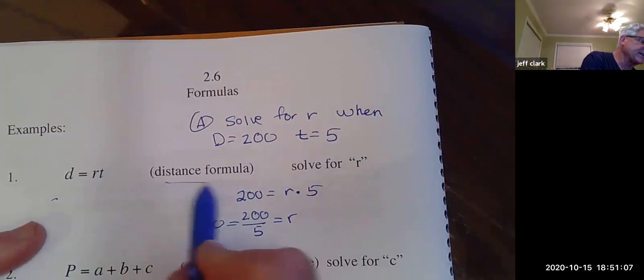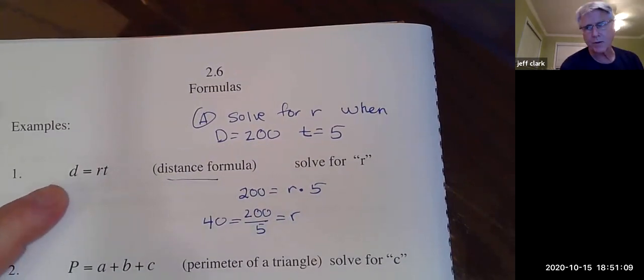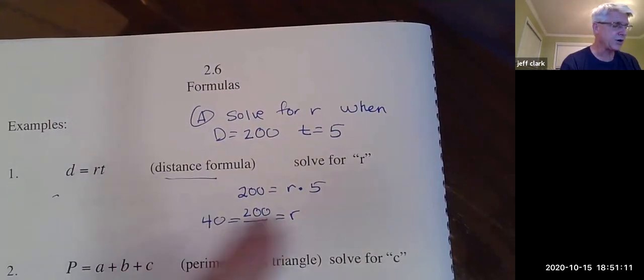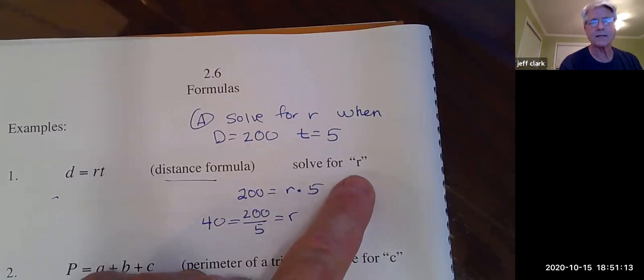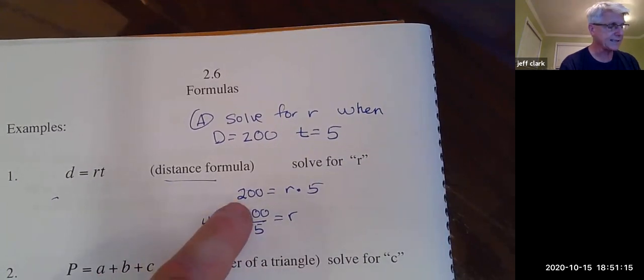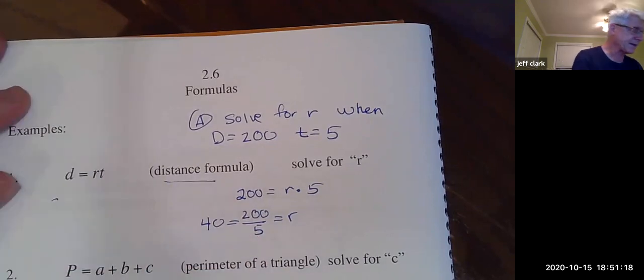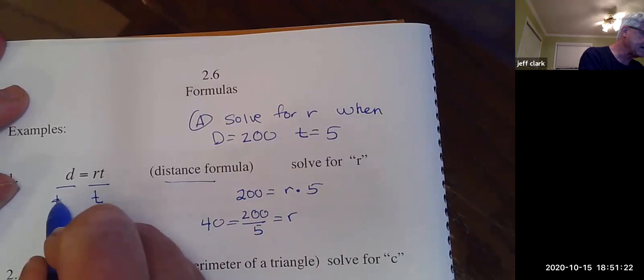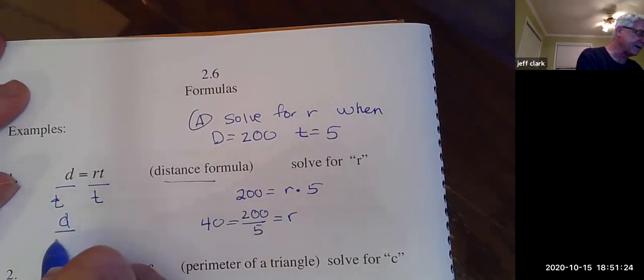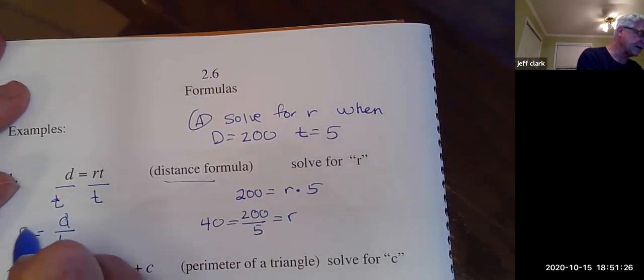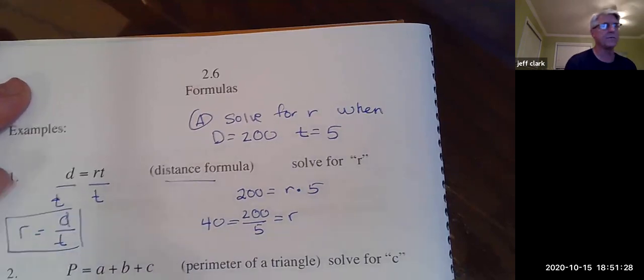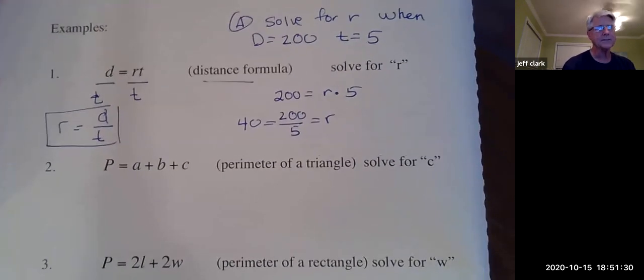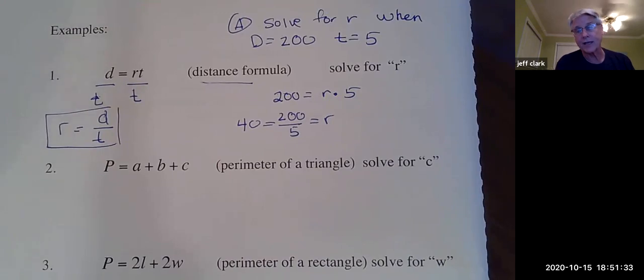However, if you've got the distance formula and you don't have anything to replace the variables with, your job is to solve for R all by itself. Like I did here, that's distance divided by time. Solve for R, divide by time. So distance divided by time is R. And that's what they're going to ask you to do for most of these problems. Solve for the variable they want you to get by itself.